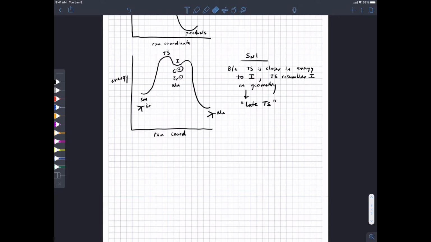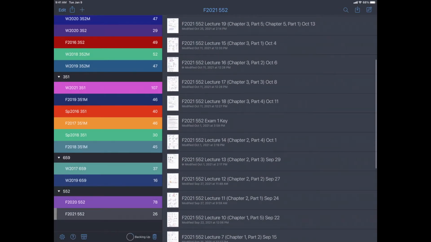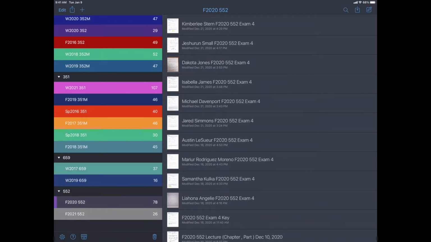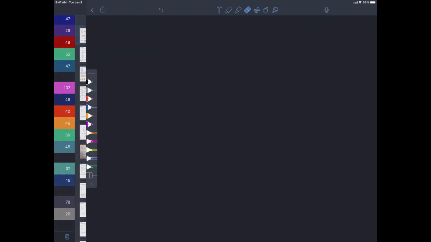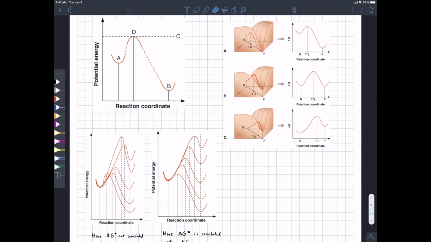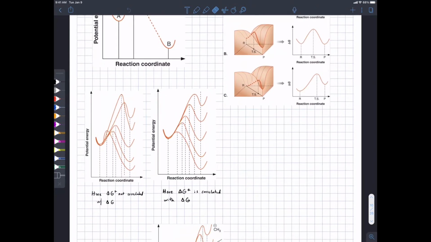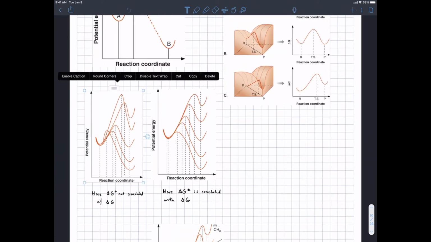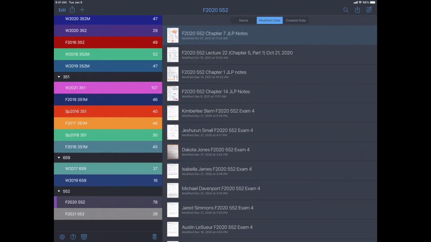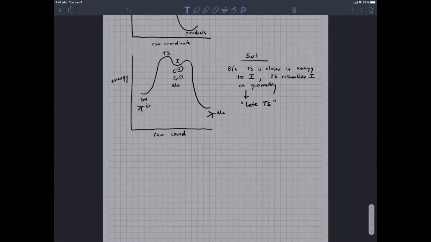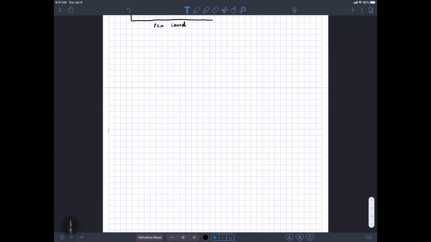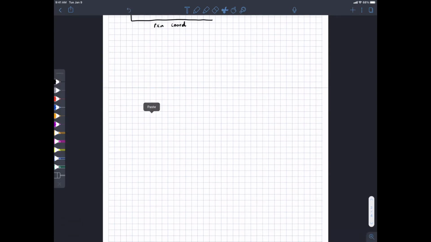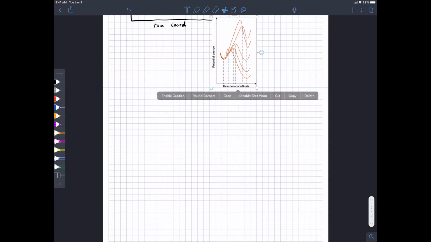Your text gives some weird figure, which maybe I'll try to show you here. I wonder if I can select more than one. Probably not. Your text gives you a situation where the Hammond postulate clearly doesn't apply.